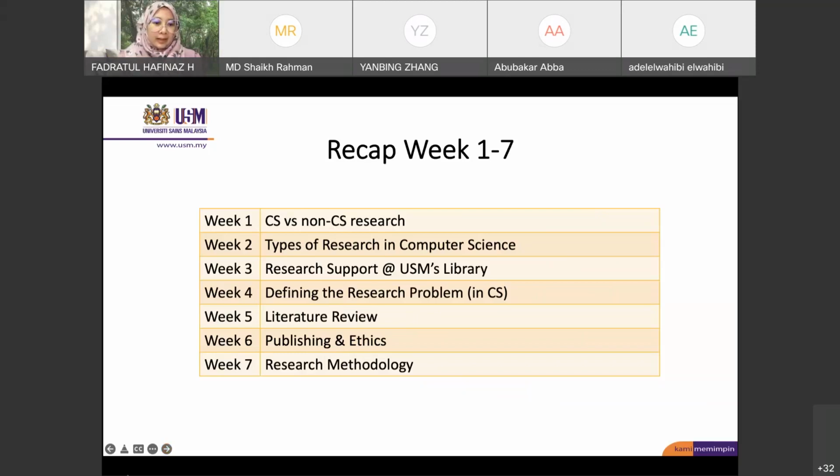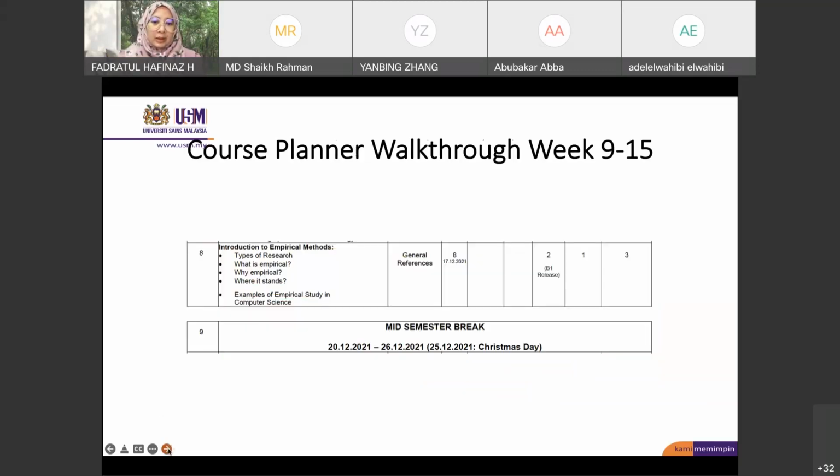Now, let me go through the course planner from my section, part B. For this week, you're going to refer a lot to the general references. I'm going to introduce what empirical methods are all about, and the theory, the types of scientific research. In this section, I will introduce a lot of theory.